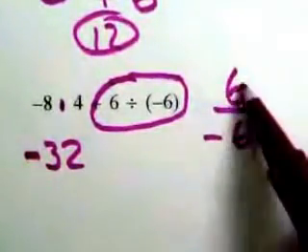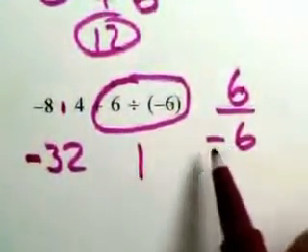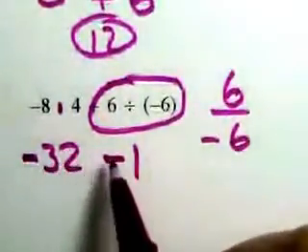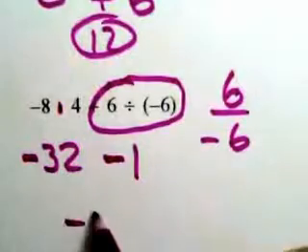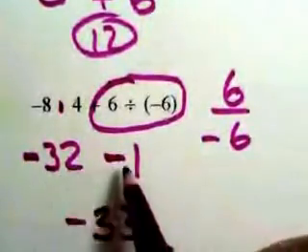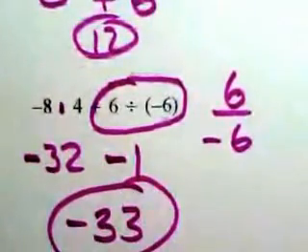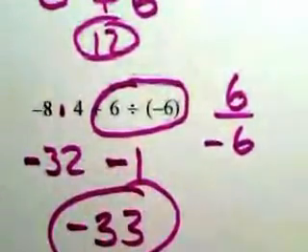6 divided by 6 goes into 6 one time, and there's 1 negative. So it's the negative 32 and negative 1. They're both the same. 32 boys and 1 boy makes 33 boys. 32 and 1 makes 33. Okay, one more.